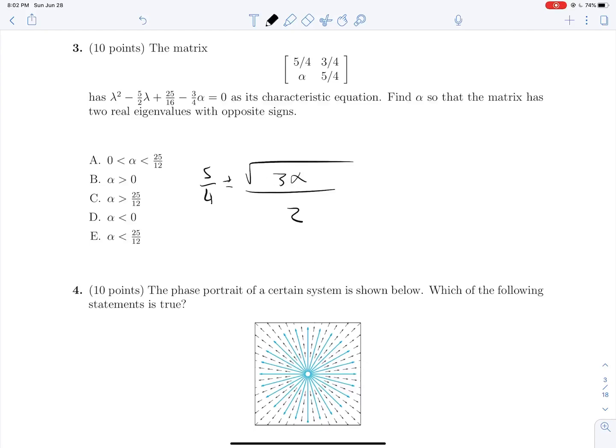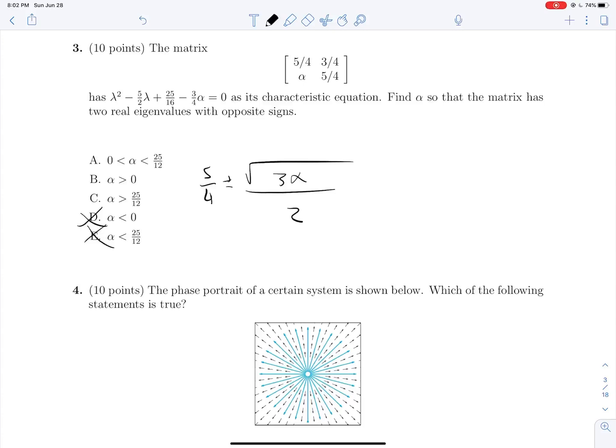If alpha is less than 0, then we'll get the square root of a negative number, and that will give us a complex eigenvalue. So alpha can definitely not be less than 0, and it also can't be less than anything that is greater than 0, because this guy right here includes negative alphas. So that's also no good.